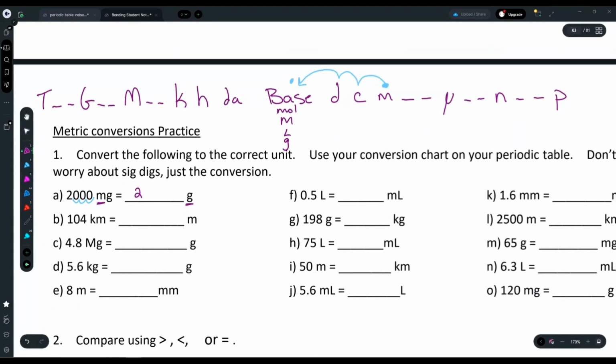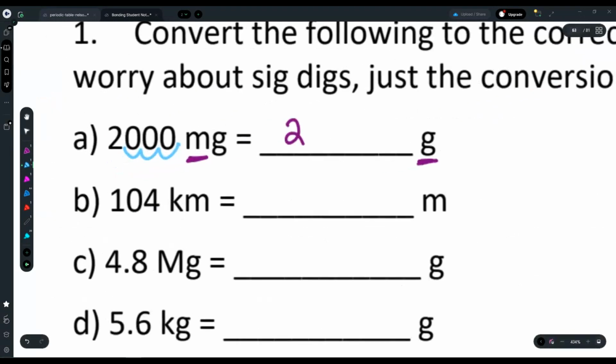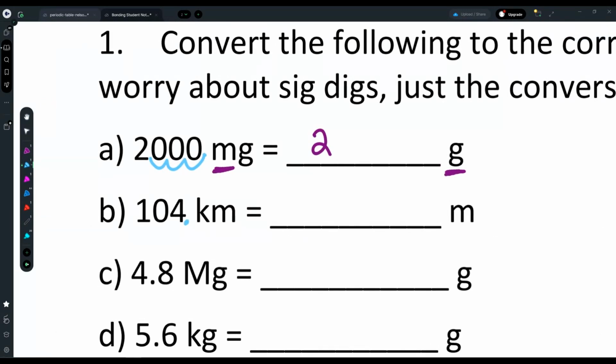Okay, for the next one, we're going from 104 kilometers to meters. So kilometers, kilo is right there. Meters, right here. So I start at kilometers, 1, 2, 3. So that means I move the decimal 3 to the right. Whenever the decimal isn't written, it's assumed that it's at the end of the number. So 1, 2, 3, and then I fill in these placeholders with zeros. So 104 kilometers is equivalent to 104,000 meters.